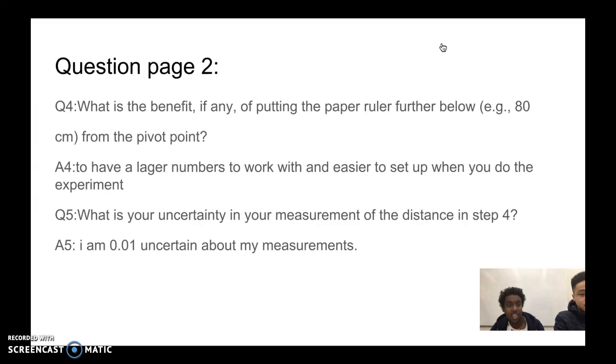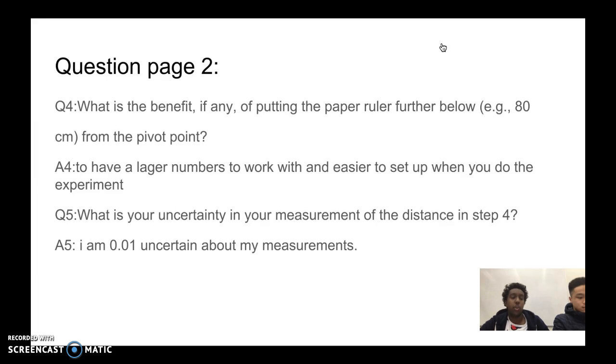The second page is question number 4. What is the benefit, if any, of putting the paper ruler further down? We thought the benefits were larger numbers to work with, so we can easily set up the experiment to take the answers from. Question number 5 is what is the uncertainty of your measurements in step 4?